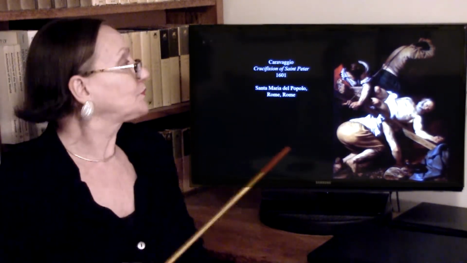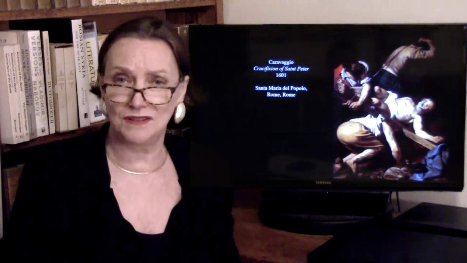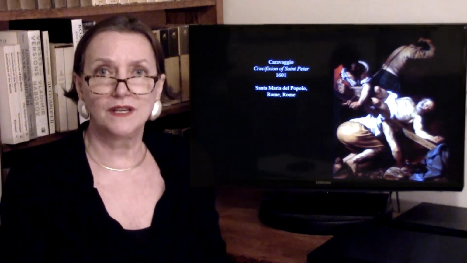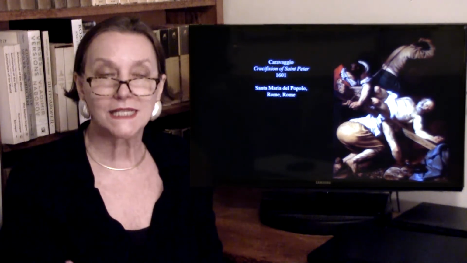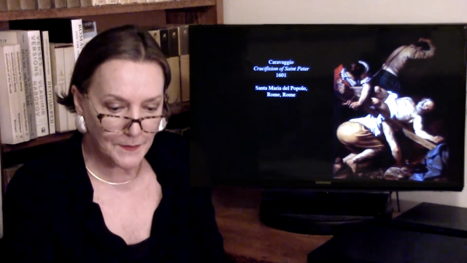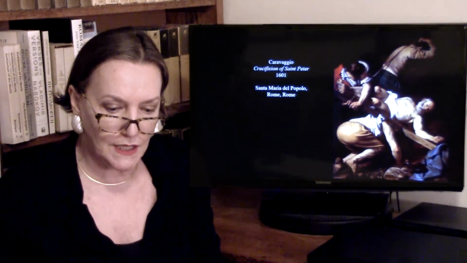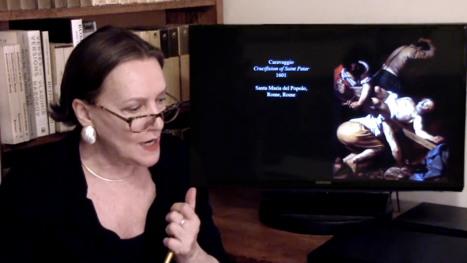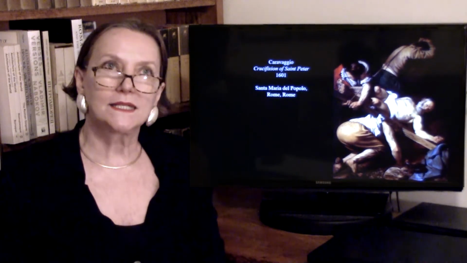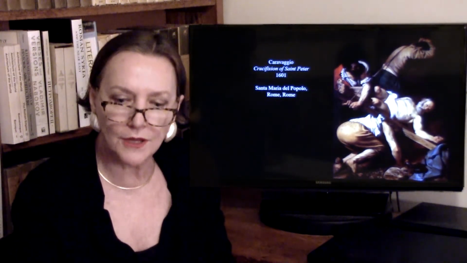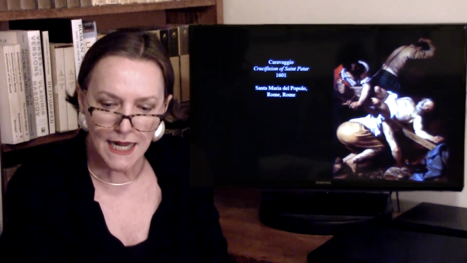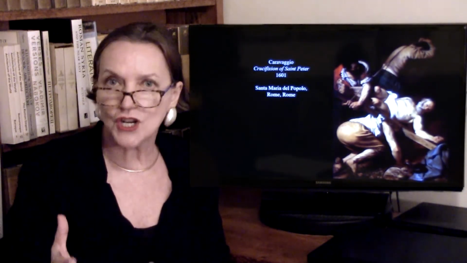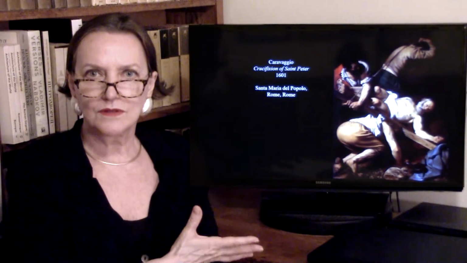But Caravaggio doesn't avoid any of it. He wants realism. He wants it in our faces. What he really managed to do is combine incredible realism and, at the same time, profound religious conviction of the truth.